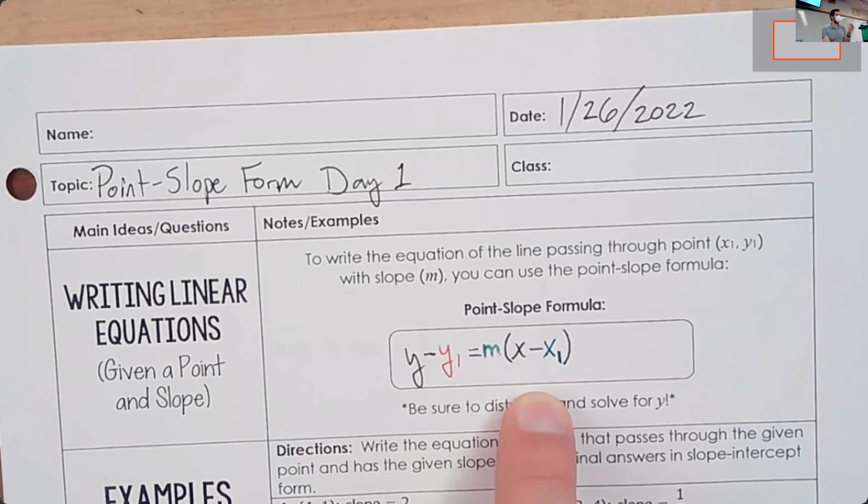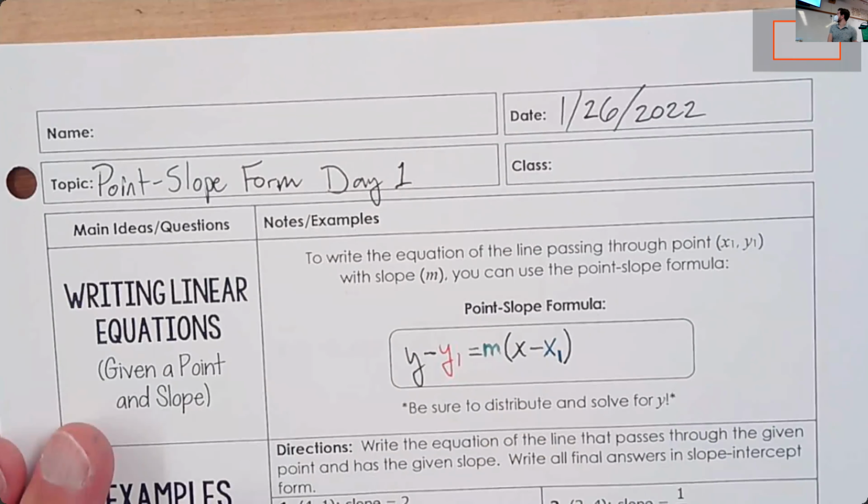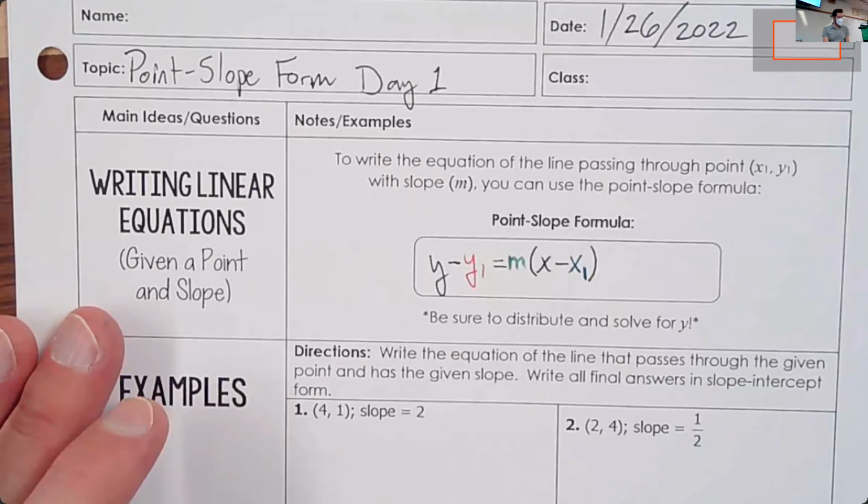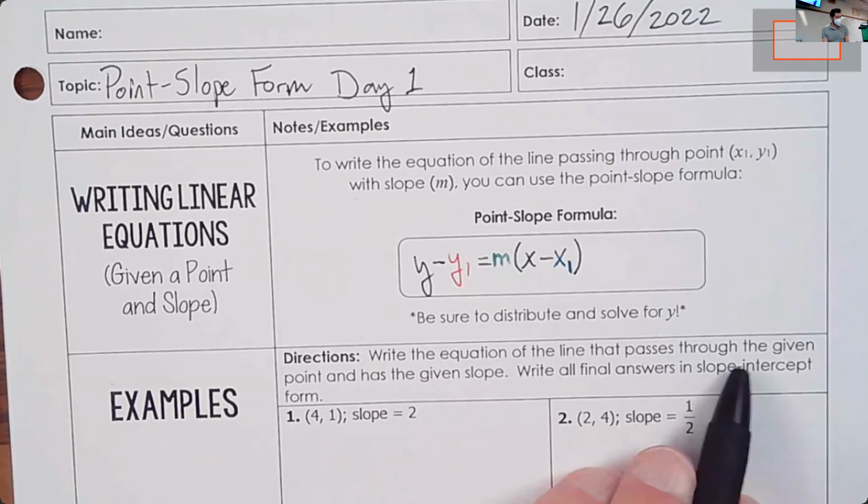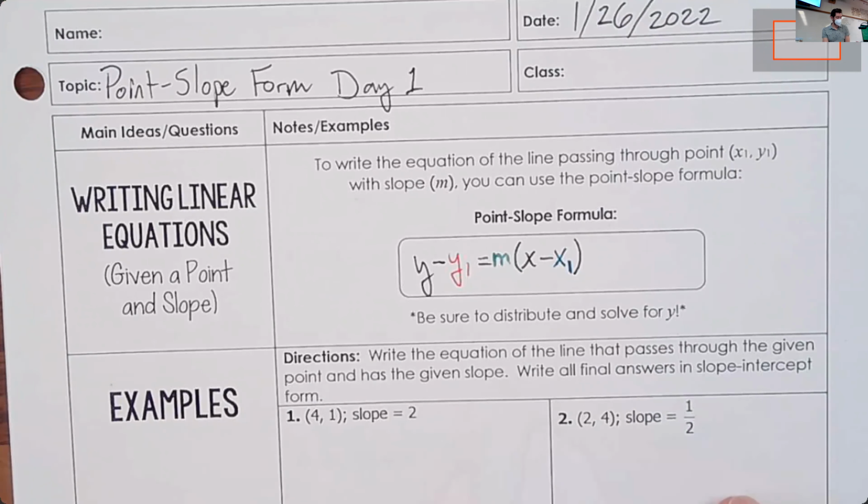And I think that's where people have a hard time with it. It looks like you're not done with the problem. So let's go ahead and try this out. It says for the directions, write the equation of the line that passes through the given point and has the given slope. Write all answers in slope-intercept form.